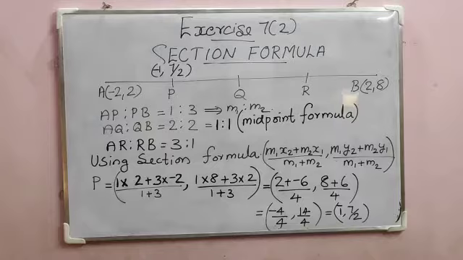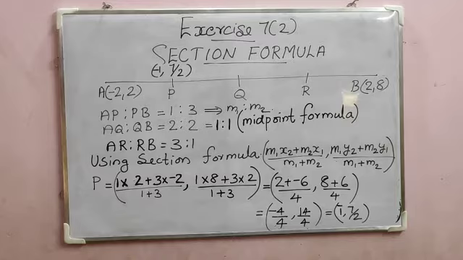Now we discuss another problem. Exercise 7.2, question number 9. Find the coordinates of the points which divide the line segment joining A negative 2, 2 and 2, 8 into 4 equal parts. Here one line segment AB, and this line segment AB is divided into 4 equal parts: 1, 2, 3, 4. And we want to find the points P, Q and R.